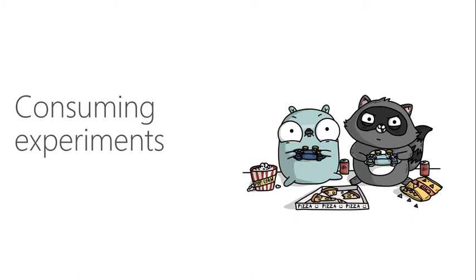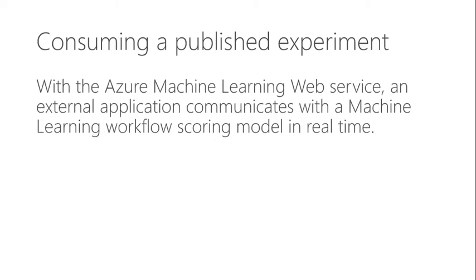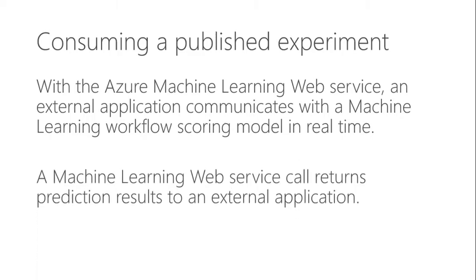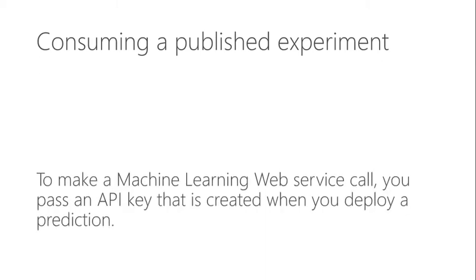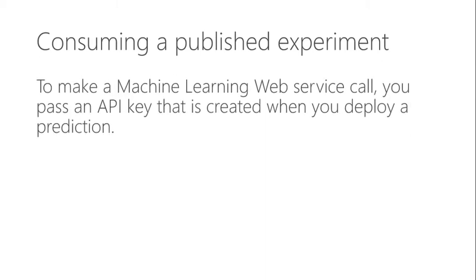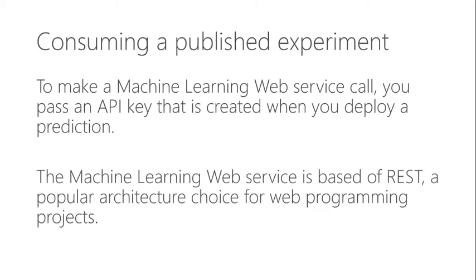and we'll go for the second topic of today: consuming experiments. Consuming a published experiment with the Azure Machine Learning web service, an external application communicates with a machine learning workflow scoring model in real time. A machine learning web service call returns a prediction result to an external application. To make a machine learning service call, you pass an API key that is created when you deploy a prediction. This machine learning web service is based on REST, a popular architecture choice for web programming.